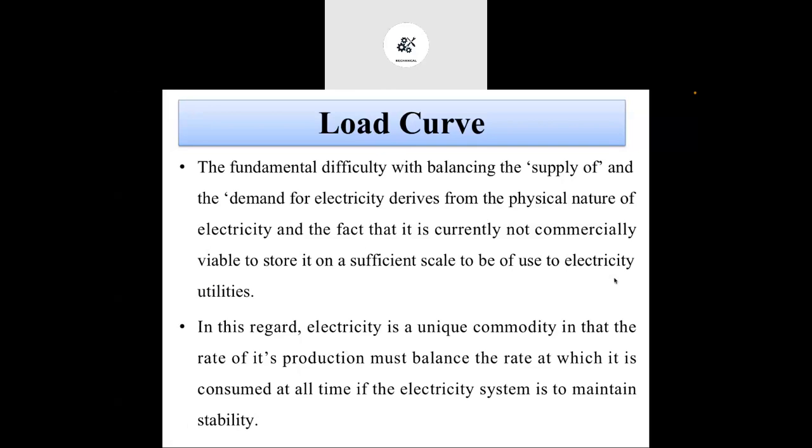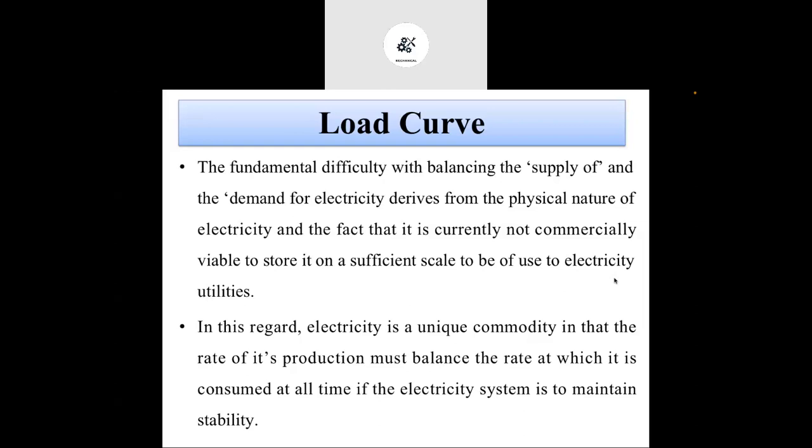Now, this variation in the demand depends upon time. It depends upon many other factors, like the requirement of the customer, or which type of consumer it is. So the demand for electricity is changing with respect to time, with respect to the customer, and with respect to the consumer and the applications for which the electricity is used. So to find out the exact demand at a particular time, we have to draw the load curve.